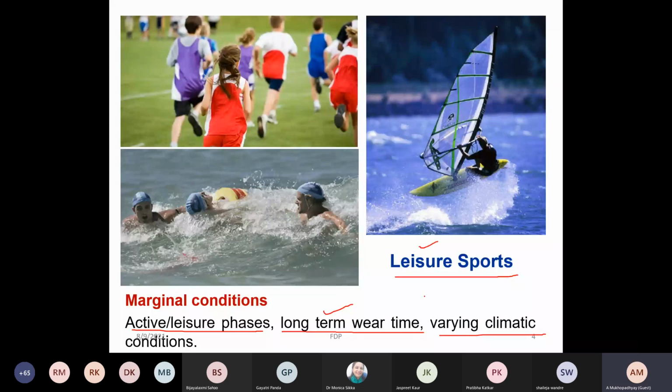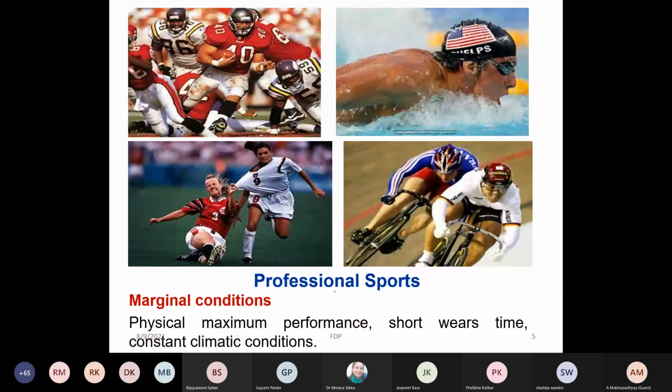Whereas on the other hand, if you look at professional sports, in that case, we can have maximum physical performance. So in a given time, the physical performance should be maximum. And then we can have short wear time and constant climatic conditions. So these are the requirements for professional sports.